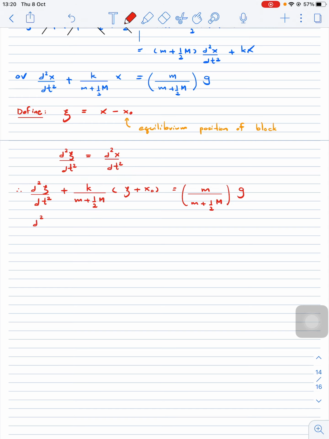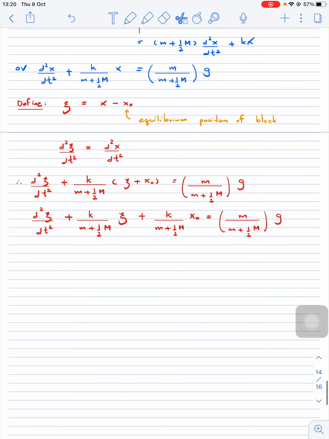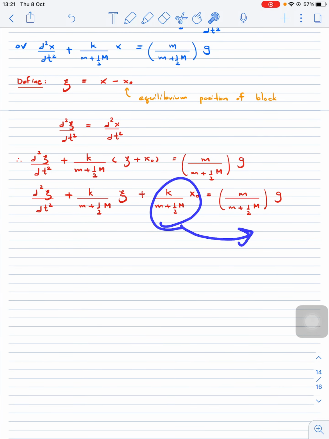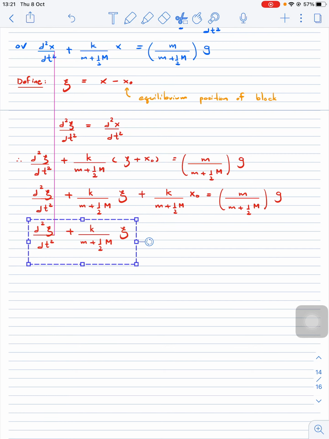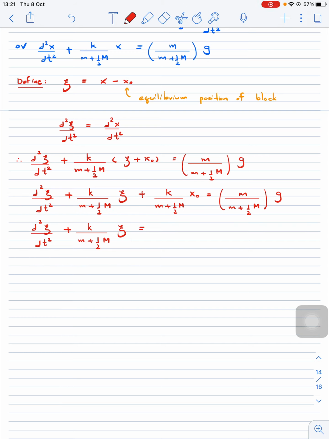So we have d squared of this term over dt squared, plus k over m plus 1/2 times the capital M, times this variable, and again plus k over m plus 1/2 capital M times x naught, equal to this one. Now let's rearrange the equation. Let's move this to the right hand side, so we have this equal to this term, and then minus this term.